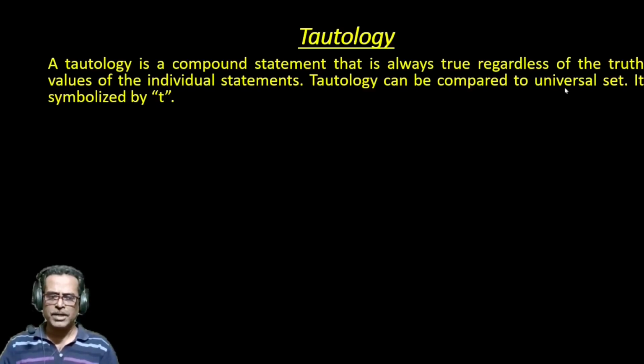Tautology can be compared to the universal set. It is symbolized by T. This is an example of tautology: P or not P is equivalent to T. P or not P is a tautology.